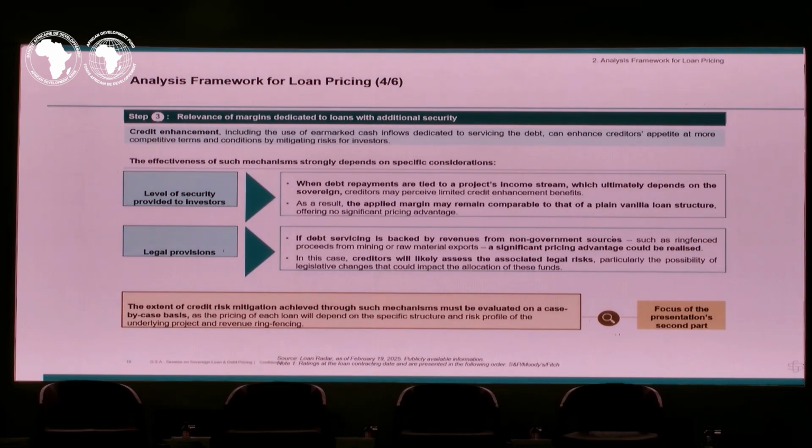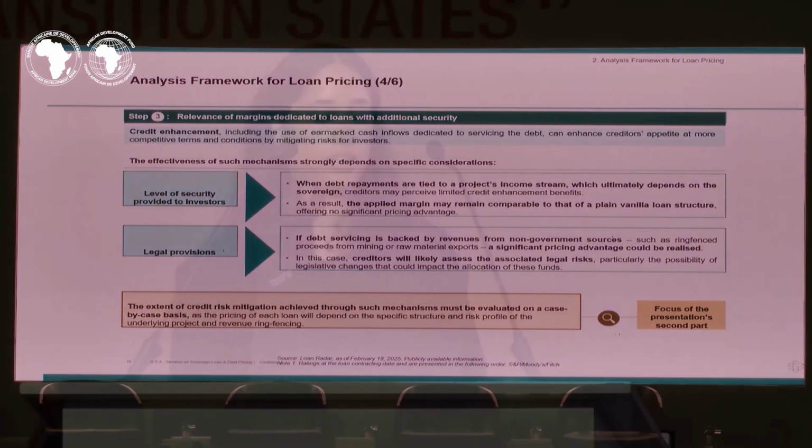So this is a great transition for our next slide and step 3 of our analytical framework for loan pricing, which is about the relevance of additional securities and most particularly credit enhancements. As you may know, credit enhancement can indeed lower the pricing for the loan that is sought. Just a quick point here: by credit enhancement, we also include the use of earmarked cash flows that can be dedicated to servicing the debt as well. So it's really a credit enhancement mechanism in a very large sense.